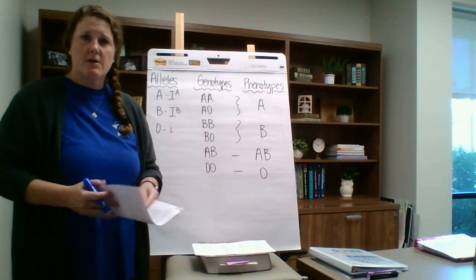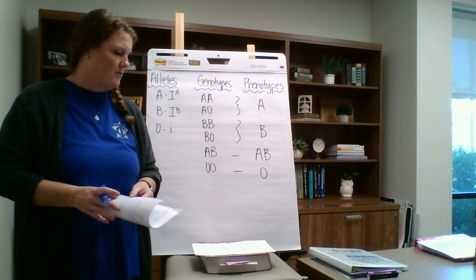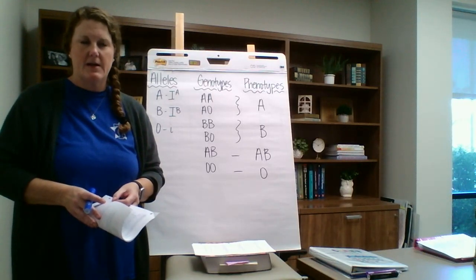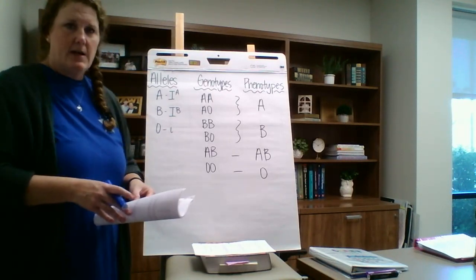We're also going to take just a quick look at pedigrees, and we'll take a look at a couple other examples that are in your dragon packet. And so we're going to start with blood typing.